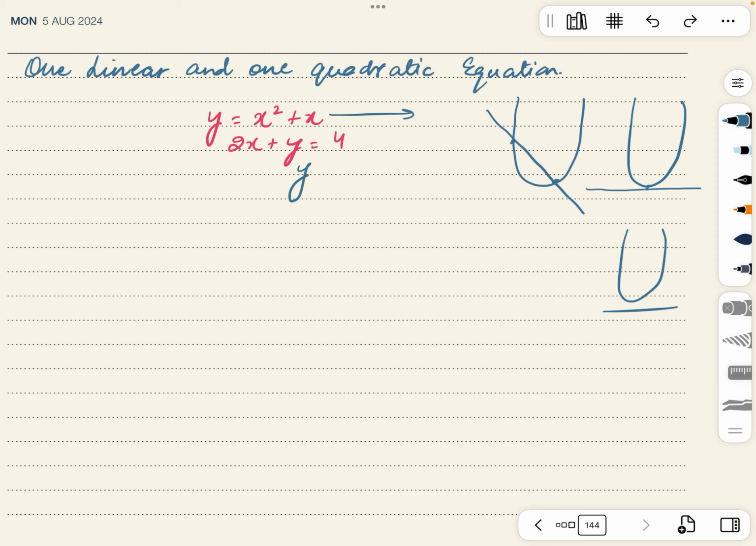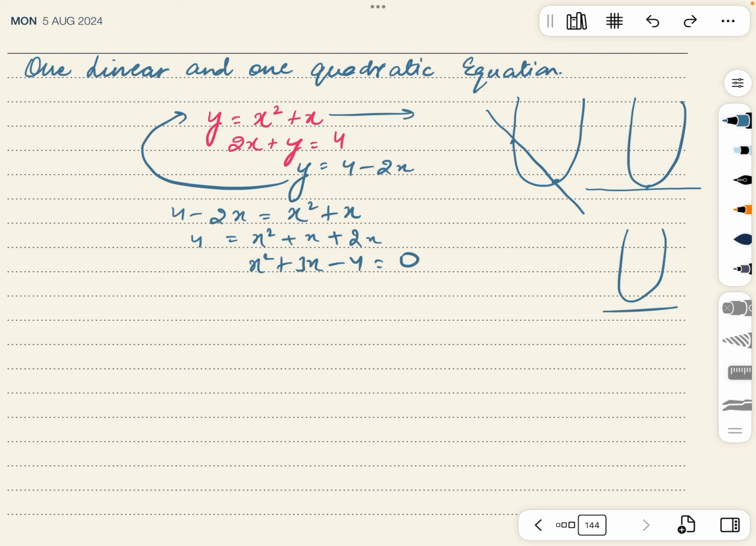So what I'm going to do is y is equal to 4 take away 2x, plug it into this equation. 4 minus 2x is equal to x square plus x. Solve it. So 4 is equal to x square plus x plus 2x. Also x square plus 3x minus 4 is equal to 0.